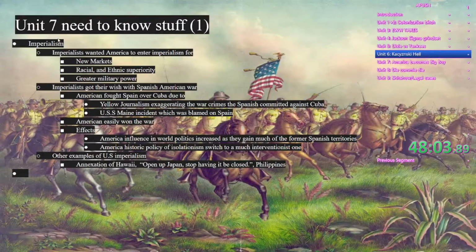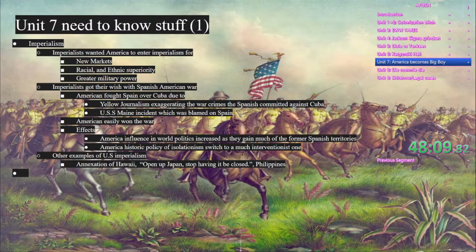Unit 7 need-to-know stuff. For imperialism, pretty much just know the motivations for imperialism. Also know the motivations for anti-imperialists, which was mainly that they thought it was hypocritical for the U.S. to engage in imperialism, despite the fact that it arose as a nation founded in a revolution against an empire, and also they didn't want to deal with the hassle of incorporating a bunch of minorities into America.